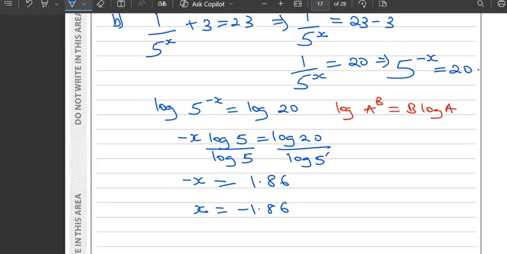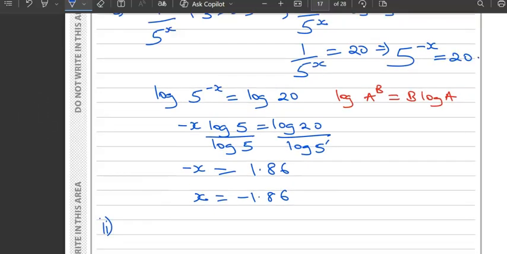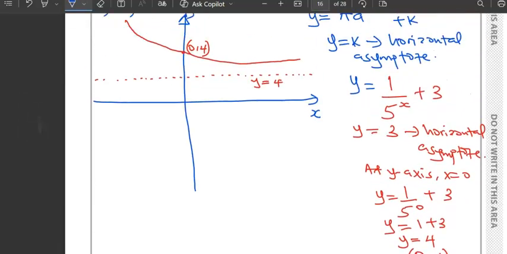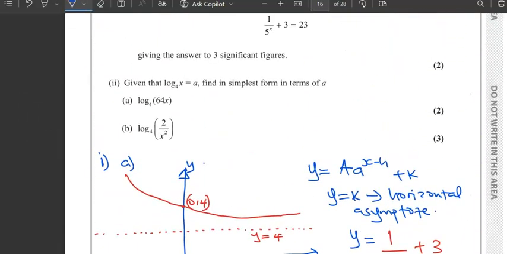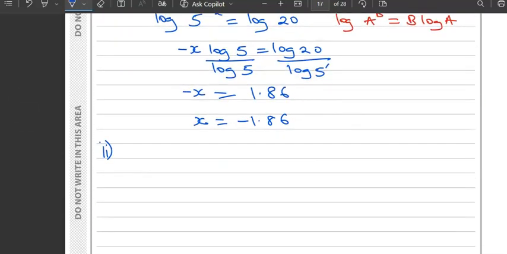So this becomes the solution to part B. Now we can also consider Roman 2. For Roman 2, going back to the question, you've been told that given that log of x to base 4 equals a, find in its simplest form in terms of a log of 64x to base 4.